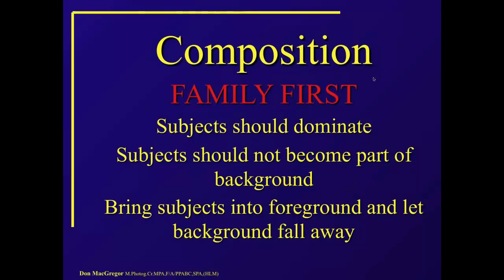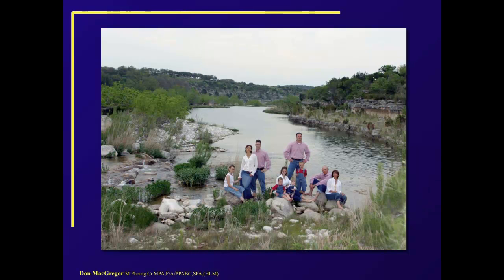Let's get into the artistic side of things now and talk about composition. This is my favorite stuff. Family first. Subject should dominate the portrait. Subject should not become part of the background. You want to bring the subjects into the foreground and let the background fall away. When we first started doing environmental portraiture a number of years ago, basically we'd see a pretty scene and plunk a family into a pretty scene. And over the years we've realized that it's great to see a beautiful scene, but it is the family that should dominate the image. Now, you folks are all artistically inclined.